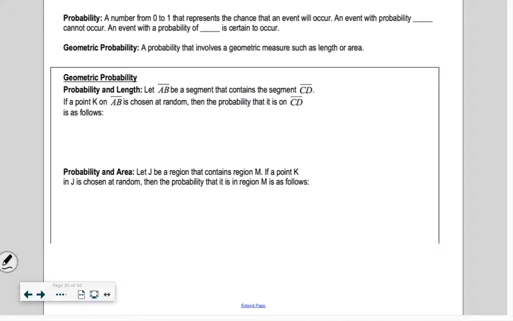So 1 is 100%, right? Remember, percent means per 100, 1.00. If I talk about 80%, you know we always write it as 0.80, right? 80% or 0.8. So it's a number between 0 and 1 that represents the chance that an event will occur. An event with probability of 0 cannot possibly occur. An event with probability of 1 is certain to occur.